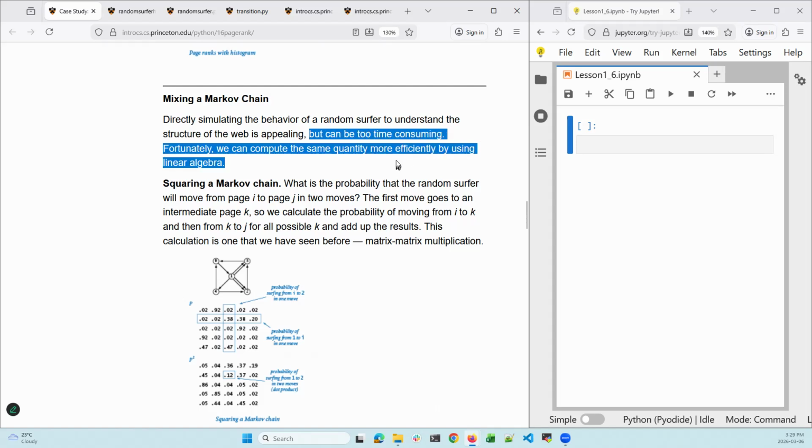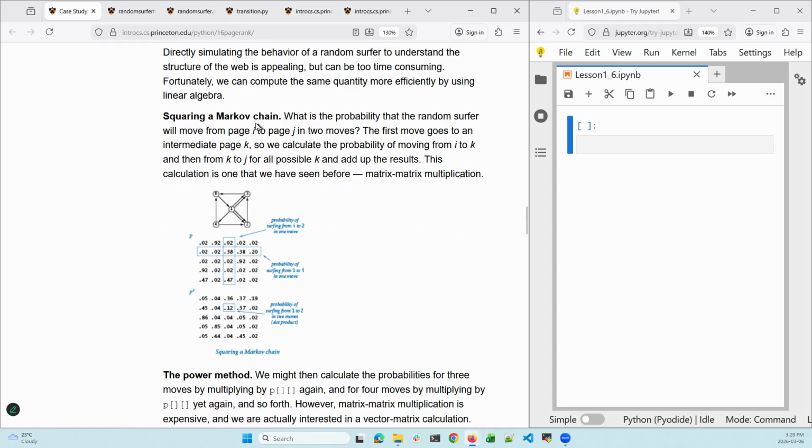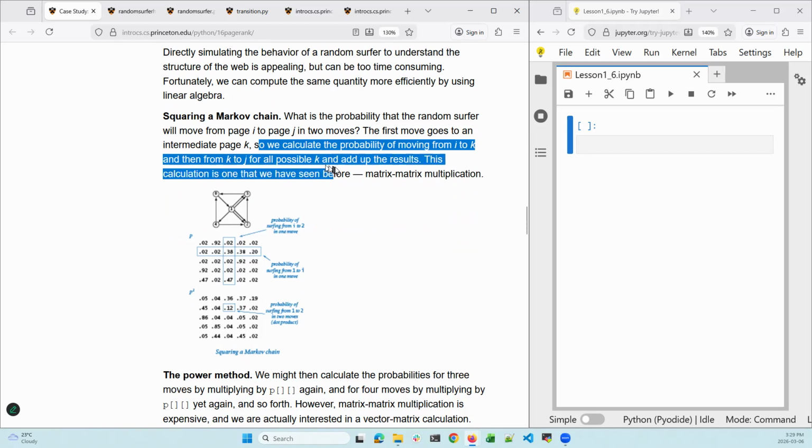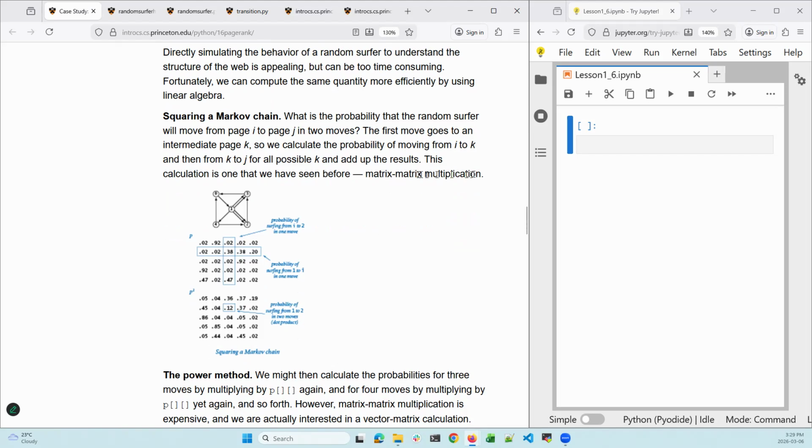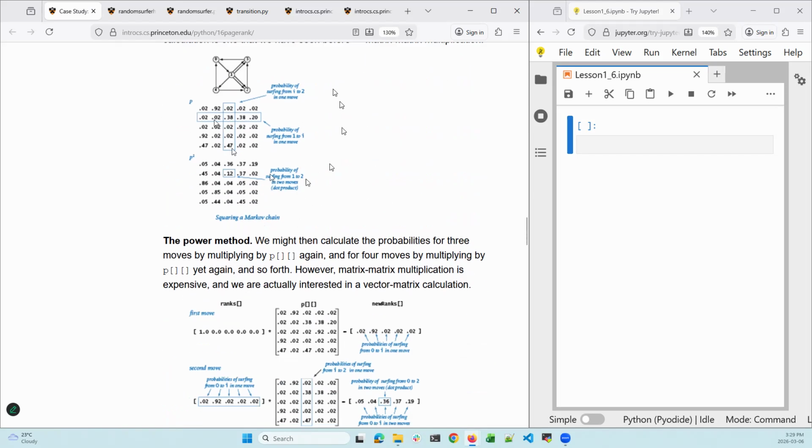Fortunately, we can compute the same quantity more efficiently by using linear algebra. So, squaring a Markov chain. What is the probability that the random surfer will move from page i to j in 2 moves? The first move goes to an intermediate page k. So we calculate the probability of moving from i to k, and then from k to j, for every possible k, and add up the results. This calculation is one that we have seen before, i.e. matrix multiplication. Here's the diagram showing how that is done.